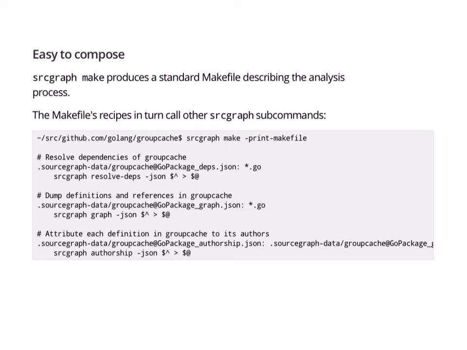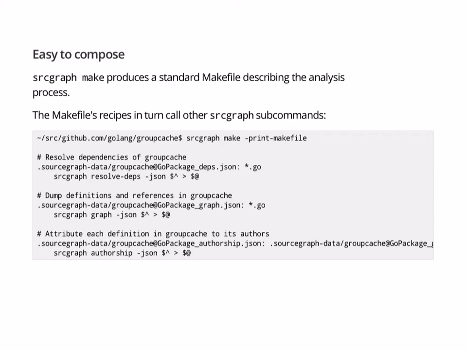So this code snippet here is the output of running Sourcegraph make and telling it to just print the make file. You can see there are 3 make targets. One of them is to go and resolve the dependency of this Go package. One of them is to graph the Go package, which means produce the definitions and references. And another one, the third one, actually relies on the output of the second target and will determine for each definition who wrote it. We like to build complex things like this by composing simpler things. And so that's why we chose to use a standard make file.